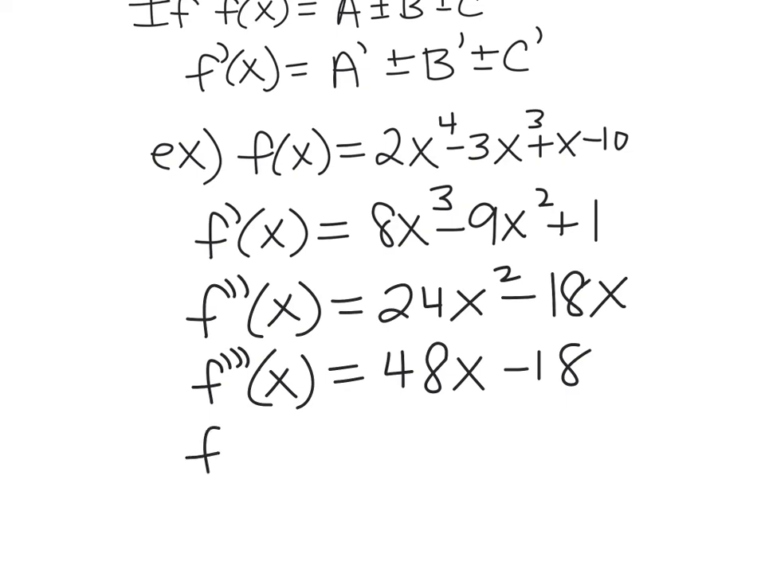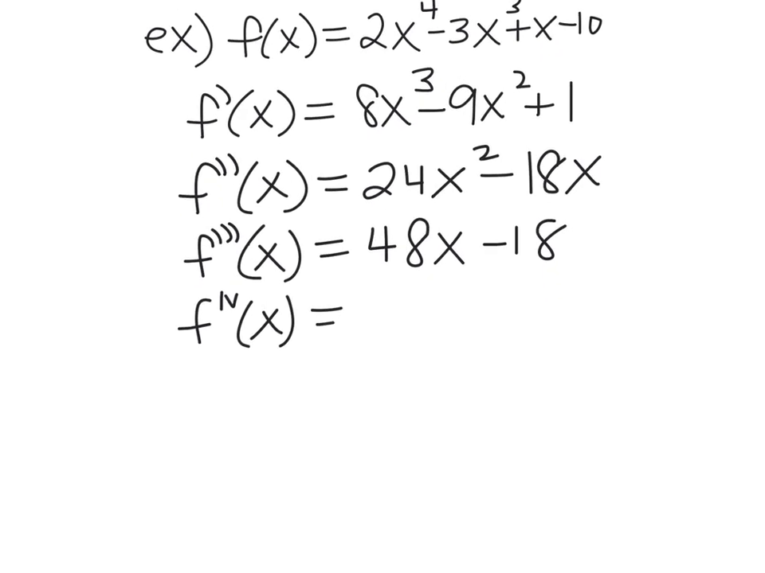You can also take the fourth derivative. You know how they label that? They use Roman numerals instead of doing 4 primes. It's lazy. And then you get what? 48x? Oh, just 48, sorry. And then finally, if you took the fifth derivative, it'd be 0. All polynomials, if you take derivatives till the very end, they'll all be 0.